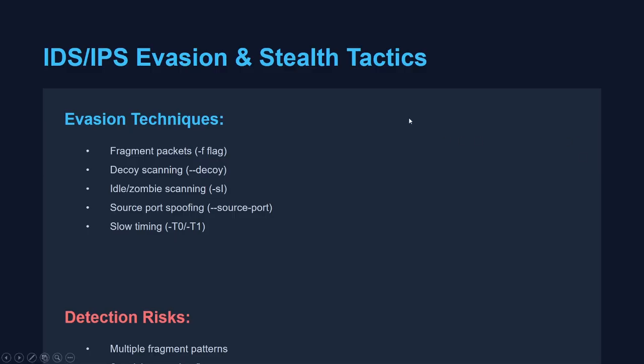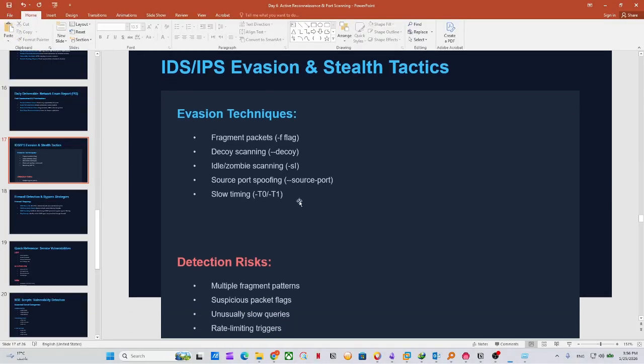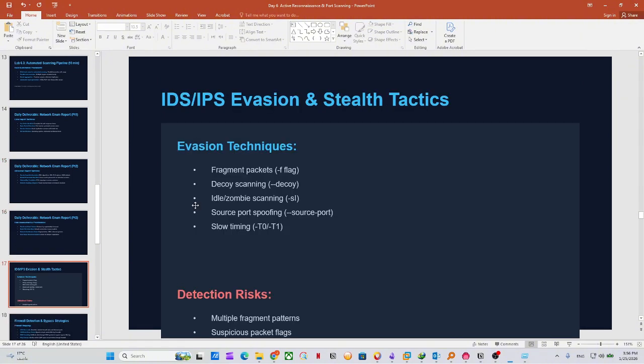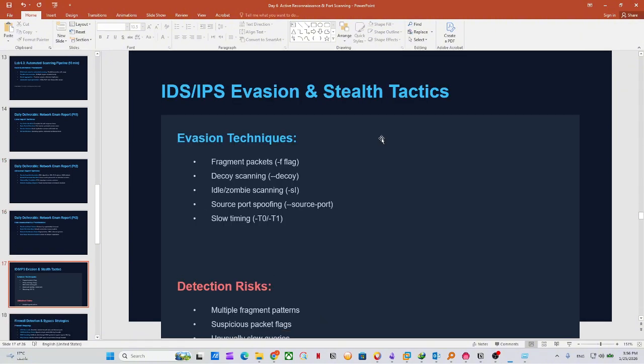This is IDS, IPS evasion and stealth tactics. We have evasion techniques: fragmenting packets with the -f flag, decoy scanning, idle or zombie scanning, -sL, source port spoofing, and slow timing.